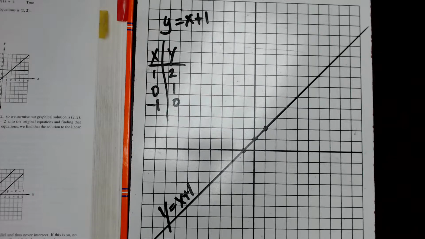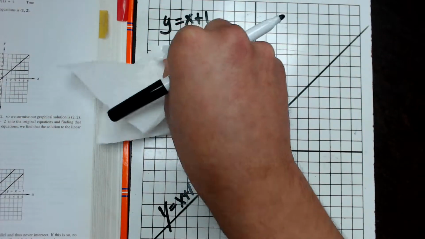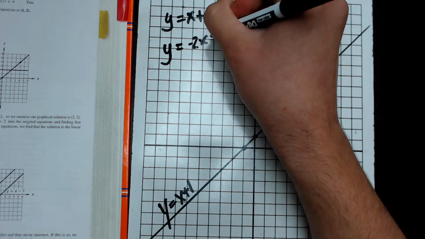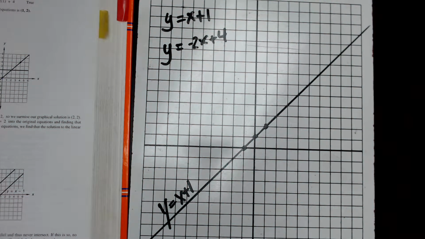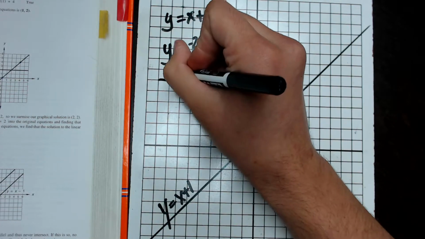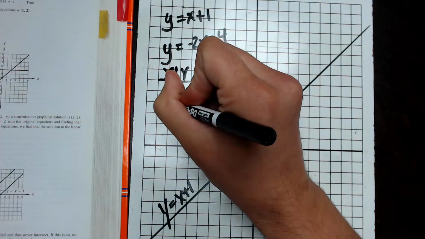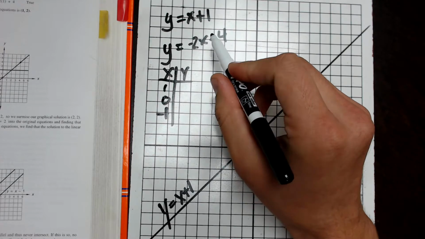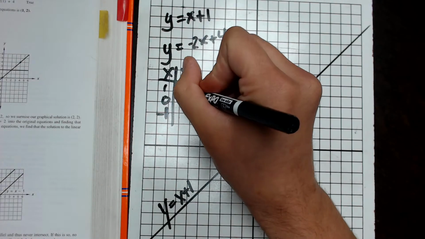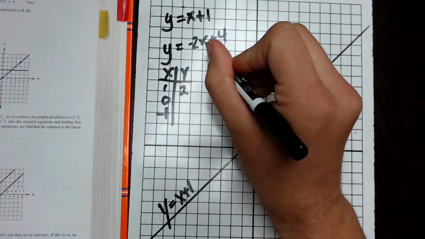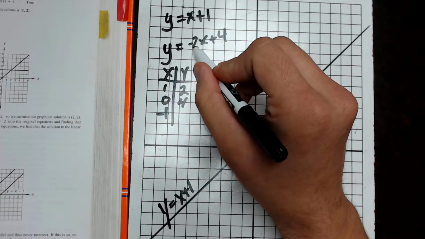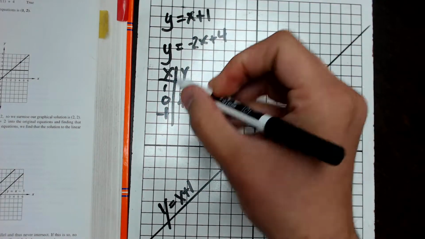Now, the next equation we have, we'll go ahead and erase this, is y equals negative 2x plus 4. And I'll go ahead and use an x and y table again. I'll use 1, 0, and negative 1 because those are my favorites. So if I plug in 1 for x, that's just going to become negative 2 plus 4, which gives me 2 for y. If I plug in 0 for x, 0 plus 4 is 4 for y. If I plug in negative 1 for x, negative 1 times negative 2 is positive 2. Positive 2 plus 4 is 6 for y.